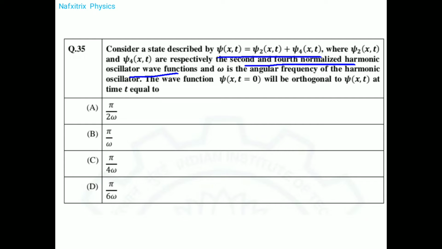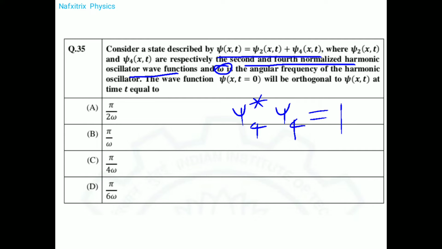For the second and fourth, it is said that they are normalized. That means xi2 star into xi2 and xi4 star into xi4 is equal to 1. For a normalized wave function, this is the condition; it must be equal to 1. And omega is the angular frequency of the harmonic oscillator. So they have given the frequency of the harmonic oscillator.